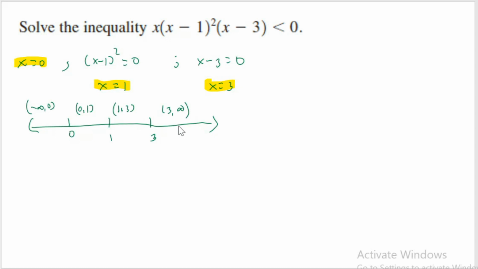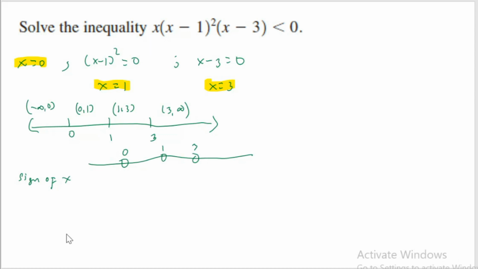So now let us make a diagram. This will be for the sign of x. So I will write first here, this is for 0, this is for 1, and this is for 3, going there.